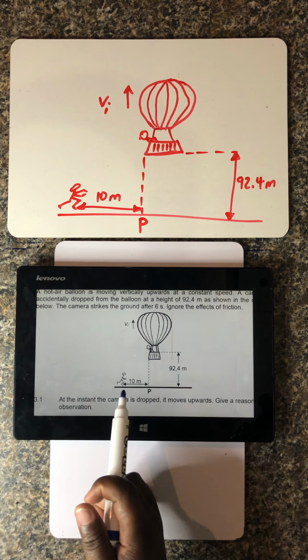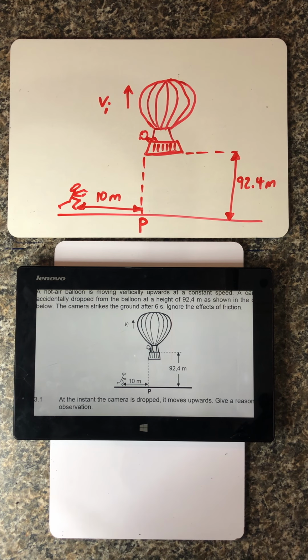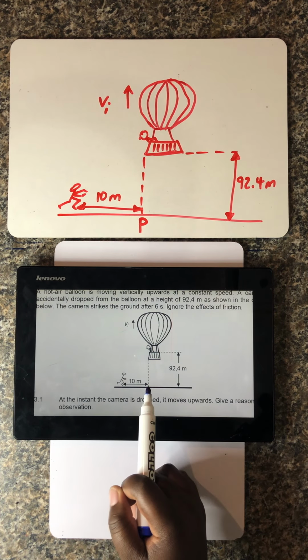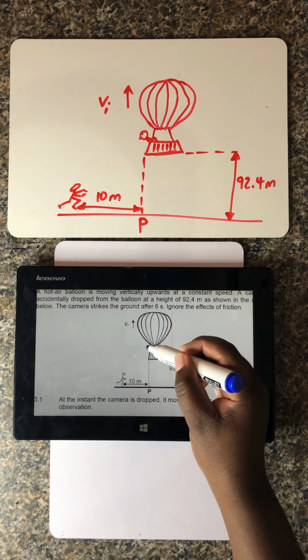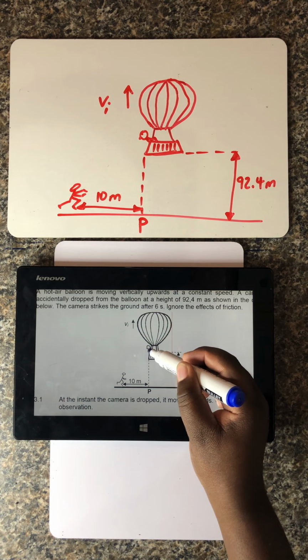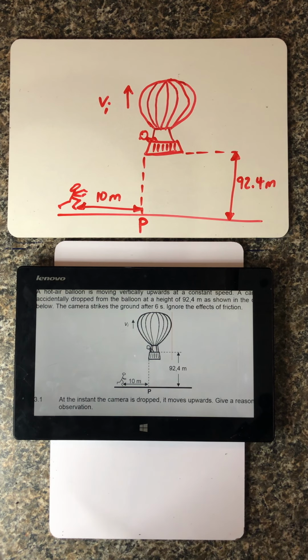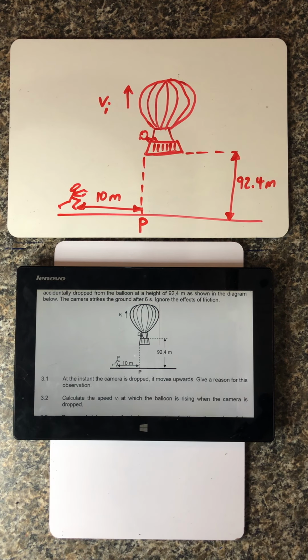Okay, so we can also see someone there who's 10 meters away from where the camera was vertically dropped downwards. Because of the experience and the questions that I've done in previous years, I can already derive questions which will be based on this scenario. So ladies and gentlemen, let's now move to our very first question.